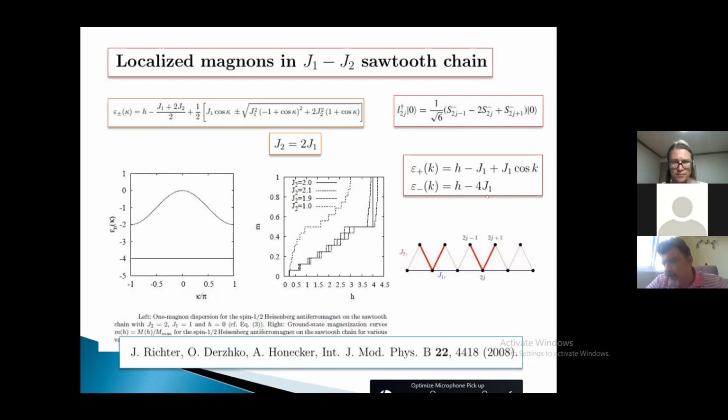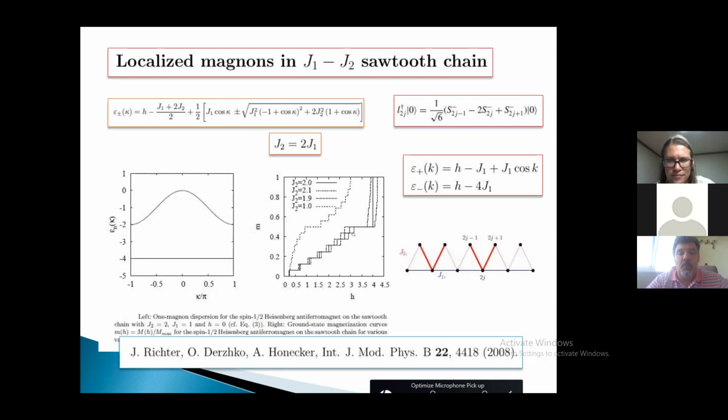And moreover, we can easily calculate the saturation magnetic field, which here is equal to 2 times J1. And actually, at the saturation magnetic field, configurations with an arbitrary number of localized magnons are degenerate. And thus, even the configuration with the maximal number of localized magnons, when every trap is occupied by a magnon, which can be called a magnon crystal, is degenerate with the saturated state.